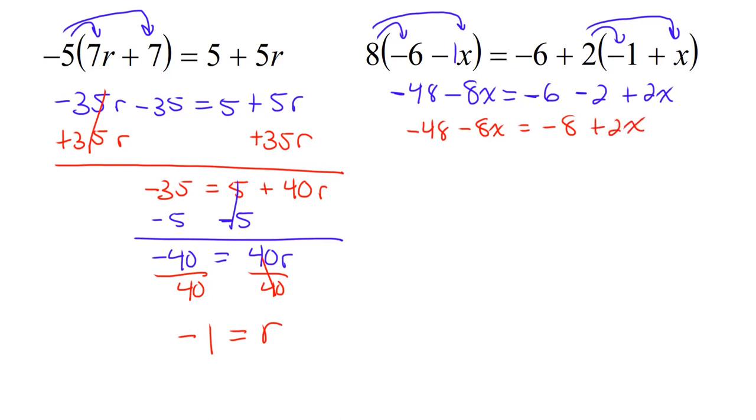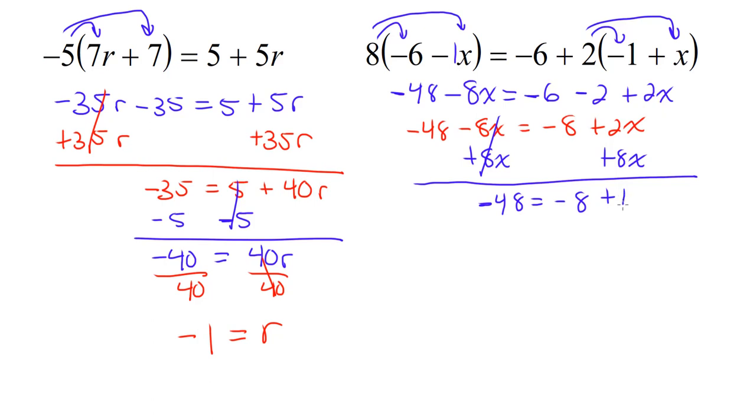plus 2x. Now I need to eliminate the variable of lesser value. And in that case, this is negative 8x is less than positive 2x. So I'm going to get rid of that. So I'm going to add 8x to both sides. And I have here on the left, negative 48 equals negative 8 plus 10x. Next, I have to get rid of this negative 8, so I'm going to add 8 to both sides. On the right, I have 10x, and on the left, negative 48 plus 8 is negative 40.